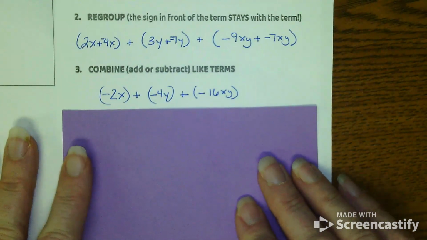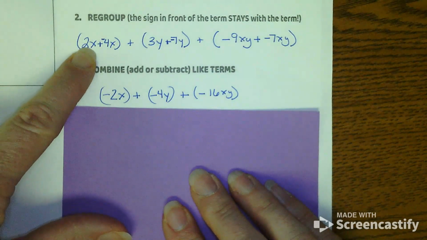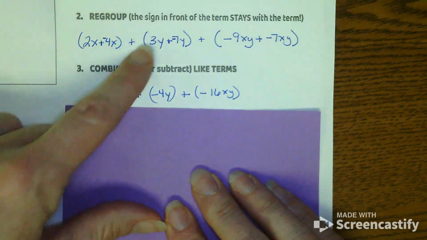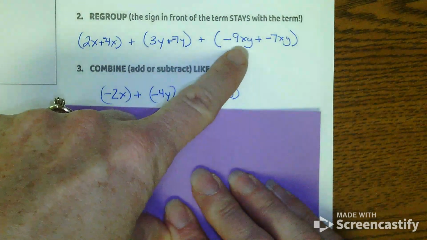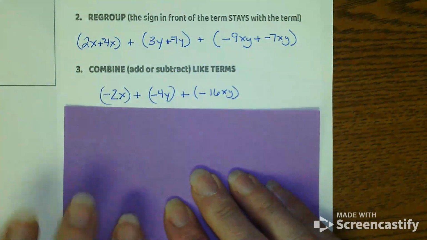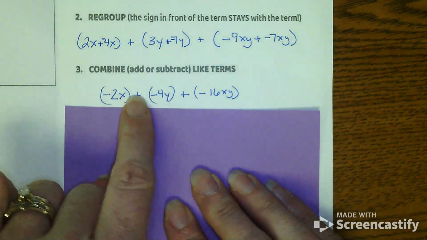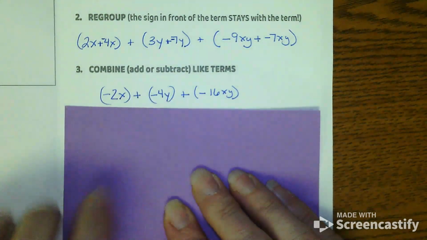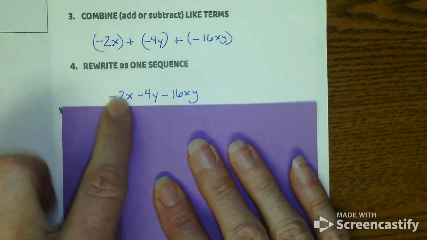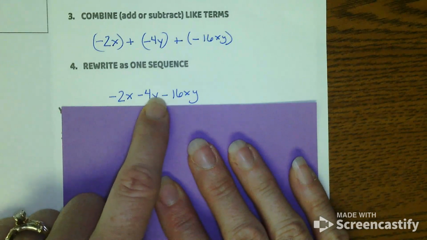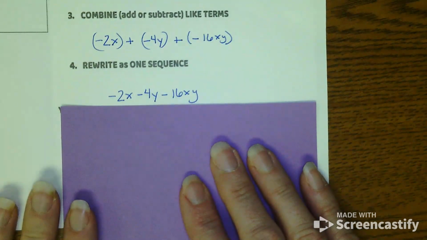Now our job is to combine what we have in each parentheses. So this parenthesis here gives us a -2x. The y parentheses give us a -4y. And the xy parentheses give us -16xy. Now, I don't want to write it with all of these double symbols plus a -4y plus a -16xy. So we write it as such. -2x minus 4y minus 16xy.